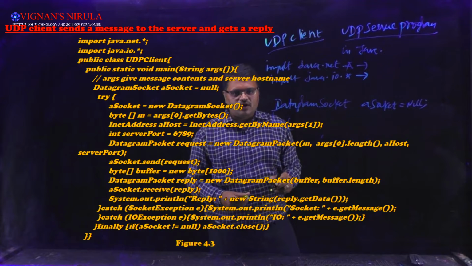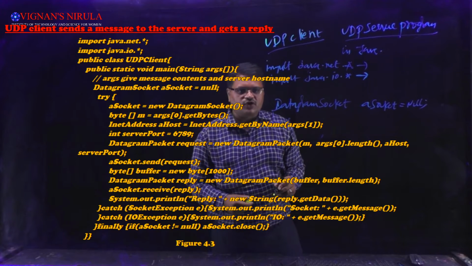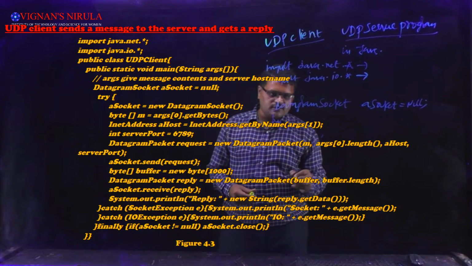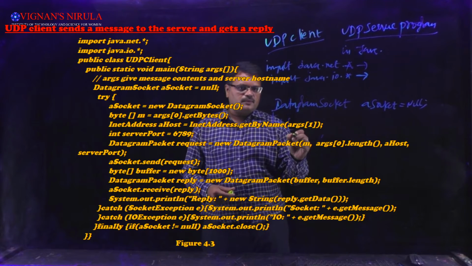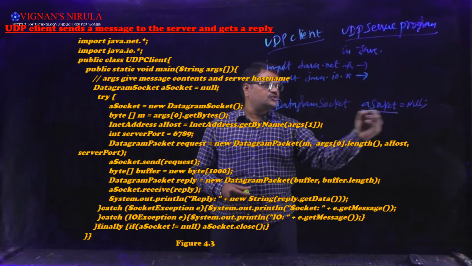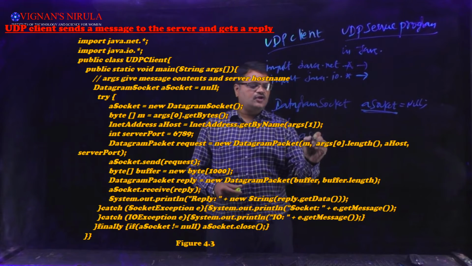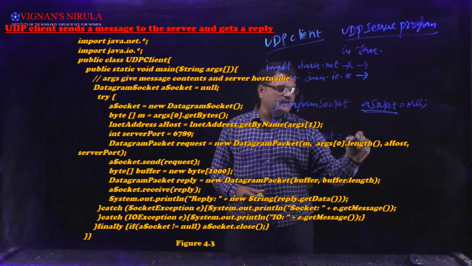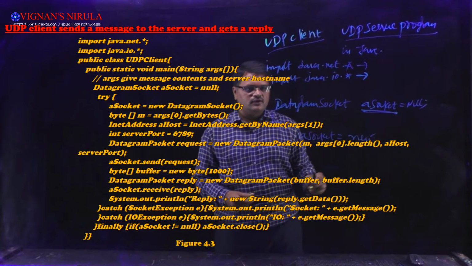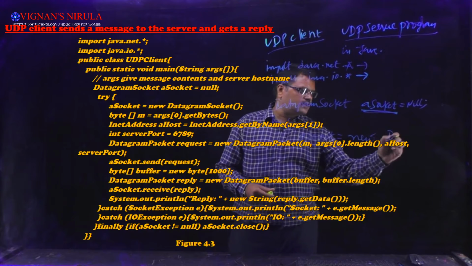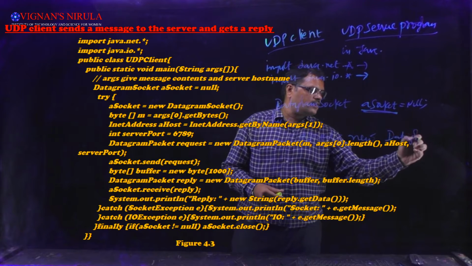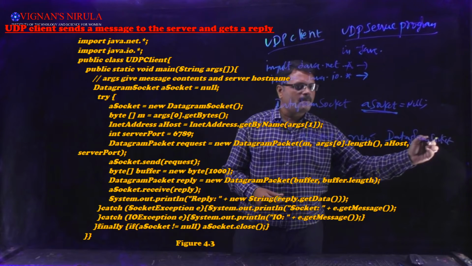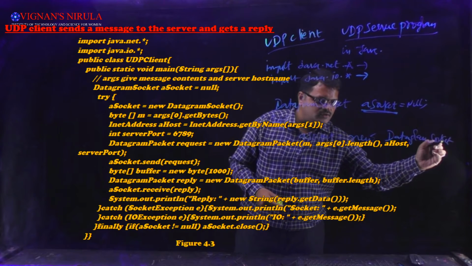in the try block, aSocket equal to new DatagramSocket. That means here we are creating an object of this socket dynamically, using the DatagramSocket class.